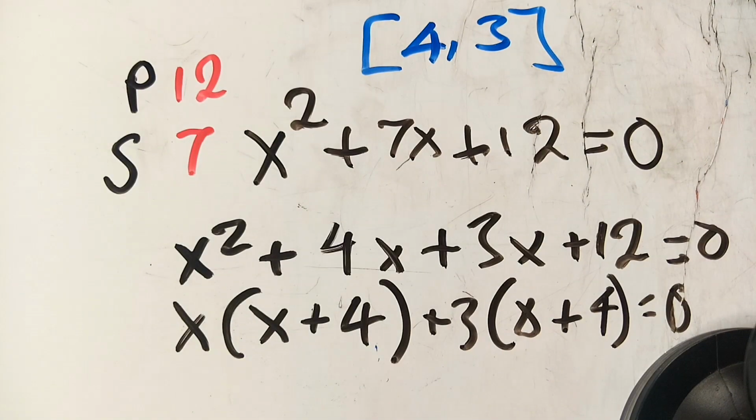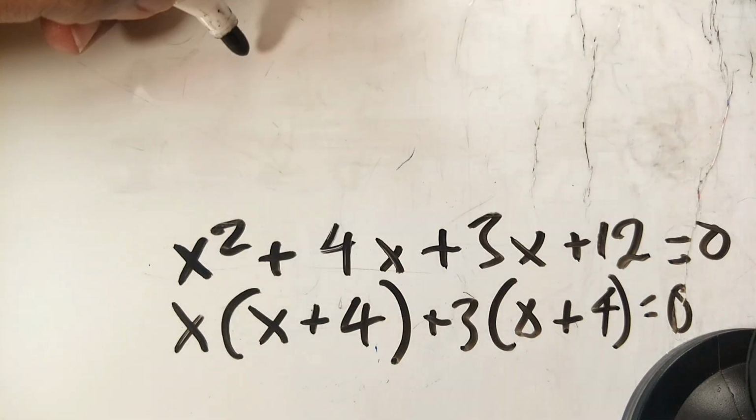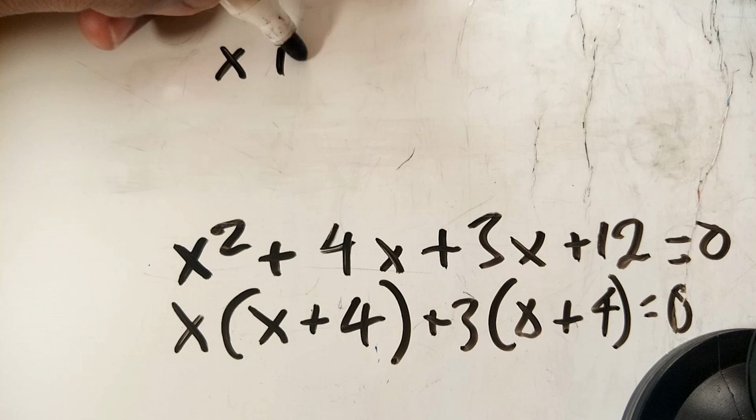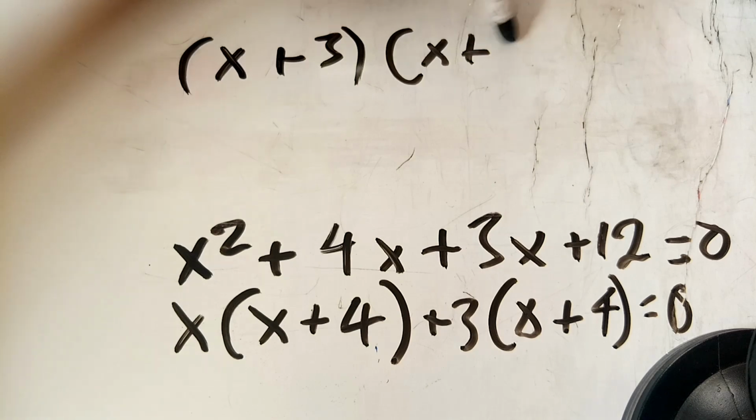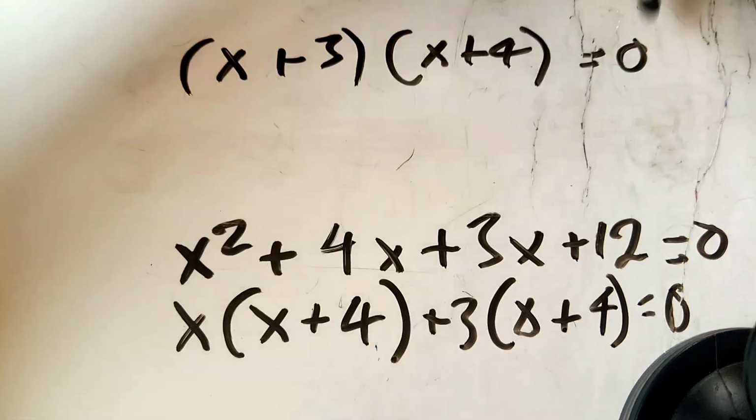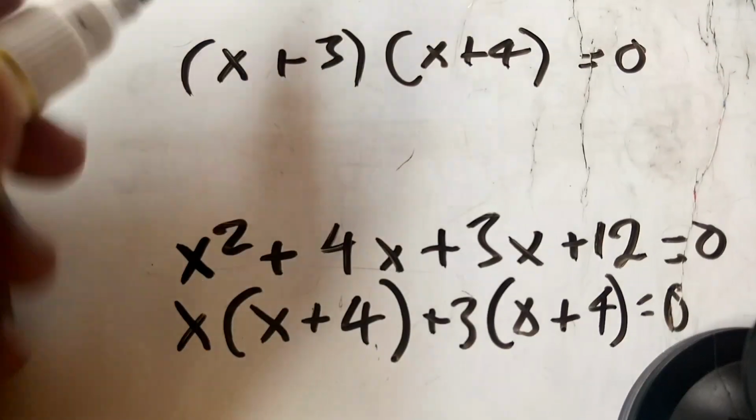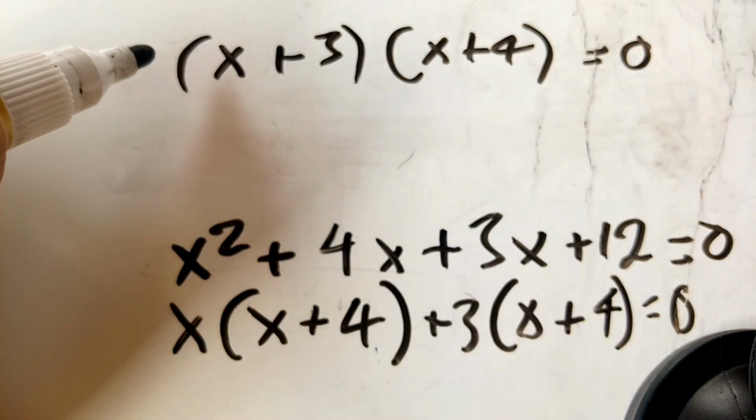Now, when we reach this stage, you know what to do. We get this term and that term, and also the two ones which are alike in the bracket. So we're going to say x plus 3 and x plus 4. So this is equal to 0. So when we have reached this stage, we've factorized it.